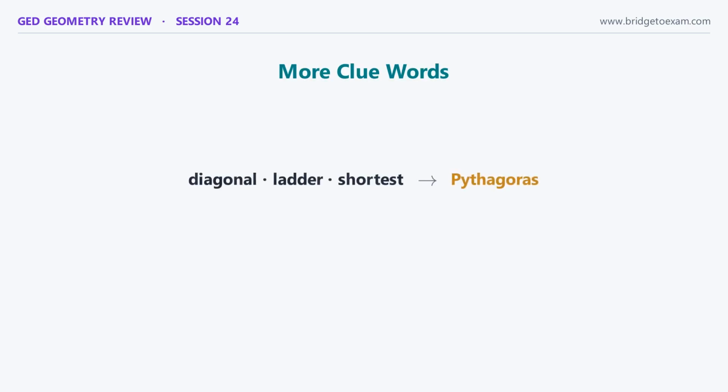A few more. Diagonal, ladder, or shortest distance point to the Pythagorean theorem, and words like degrees, lines, and triangle point to the angle rules. Match the clue, then pick your tool.